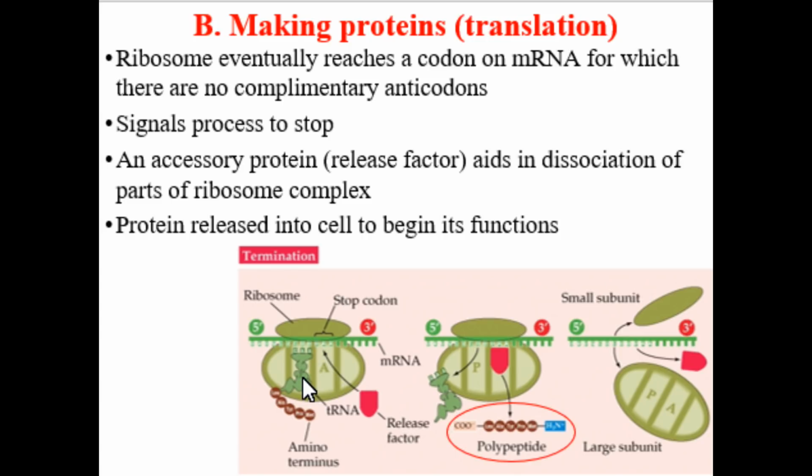So since there's no transfer RNA that matches up here, this whole process stops. This is a signal for this whole process of assembling amino acids in a chain to make a protein to stop. So that's called a stop codon. There's a sequence of bases with no matching transfer RNAs, stop. The whole process stops. And then this release factor comes in and breaks up everything.